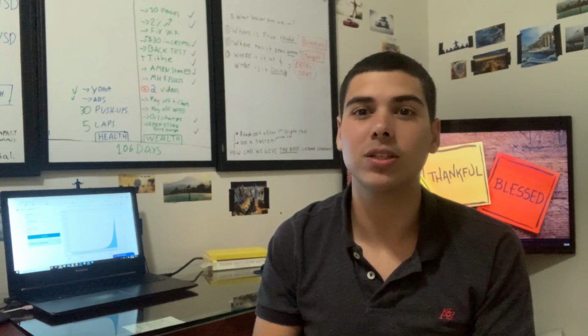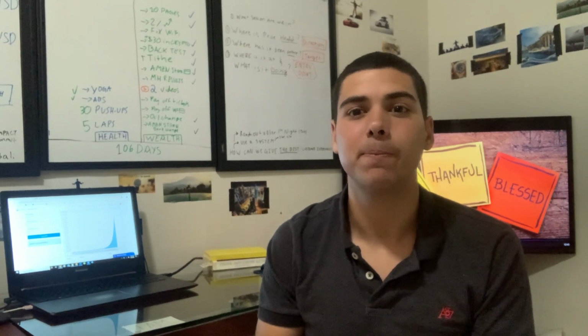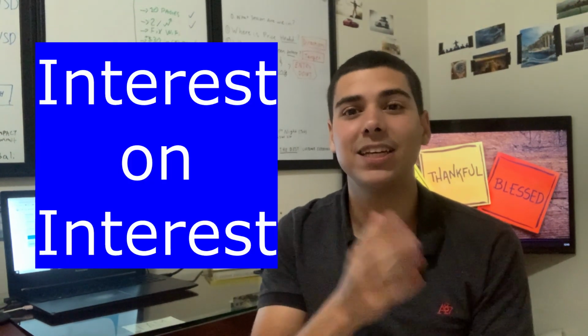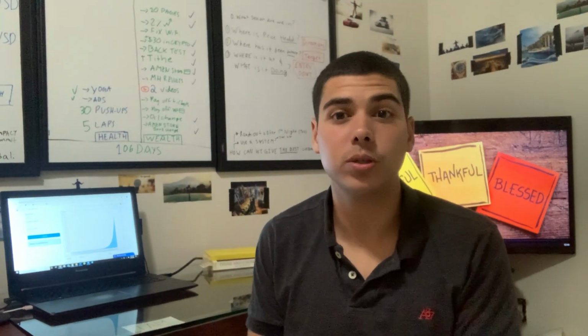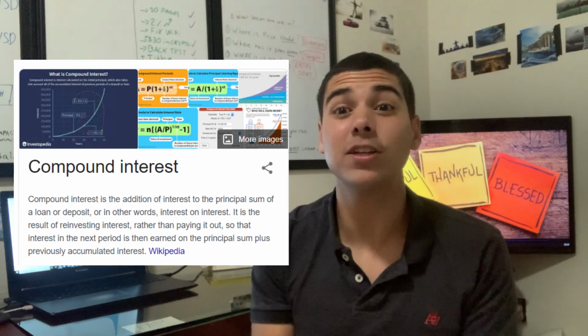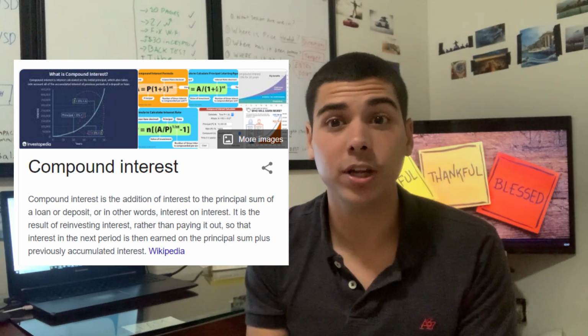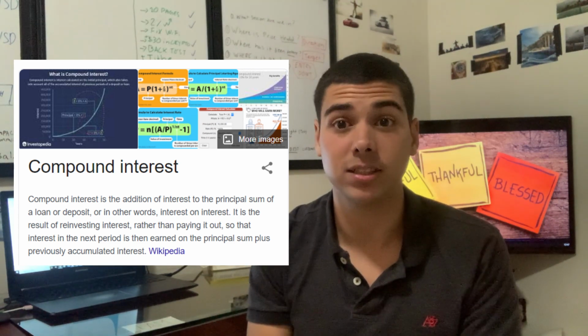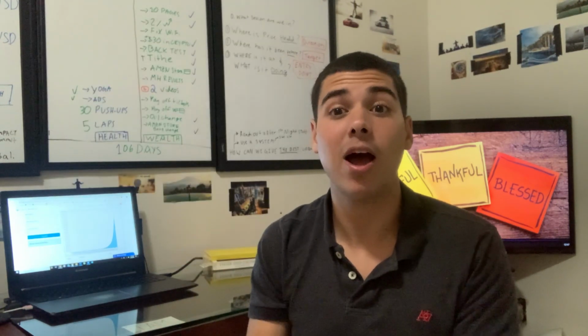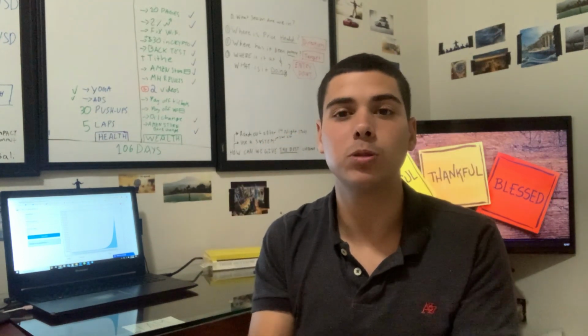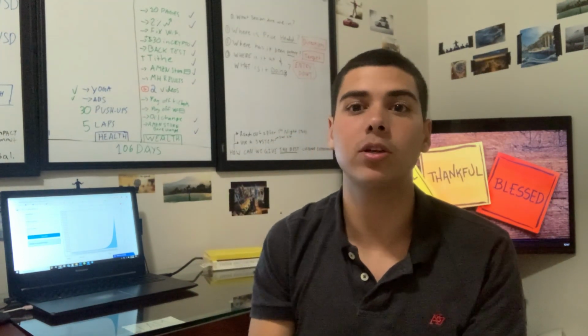Now, compound interest works a little bit differently. Simply, you can think about it as interest on interest. According to Google, compound interest is the addition of interest to a sum of money or a loan or deposit. In other words, interest on interest. Now, how you can think about that is pretty simple. Let's use this calculator right here.